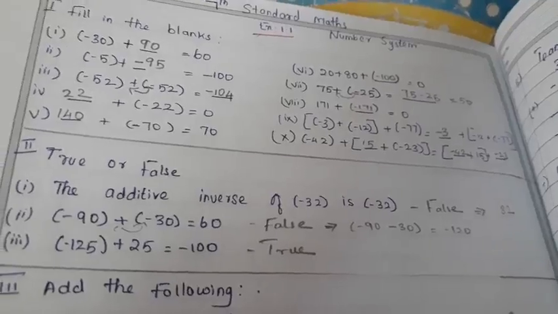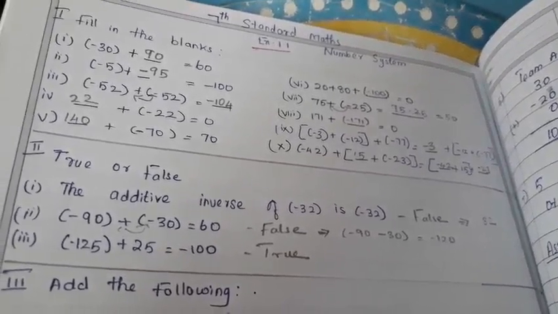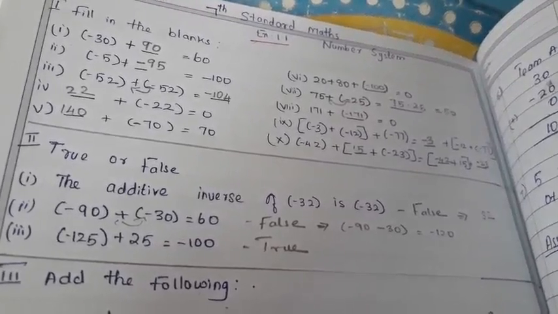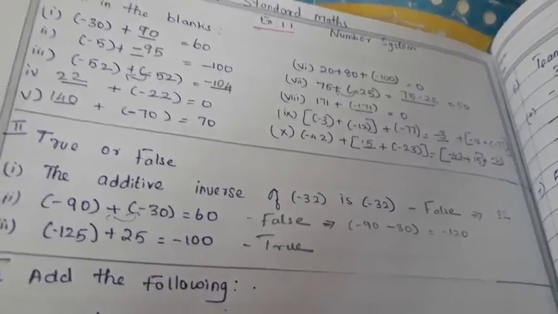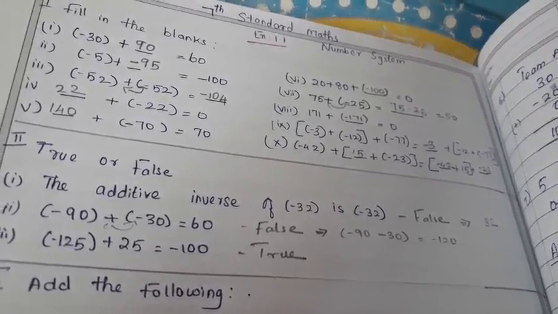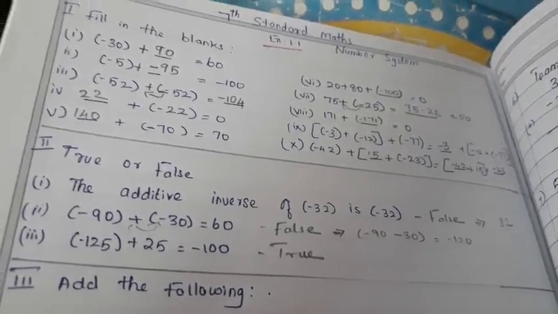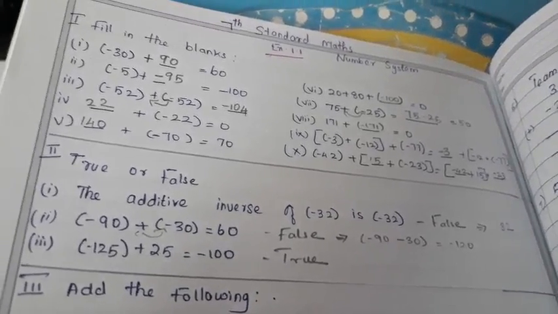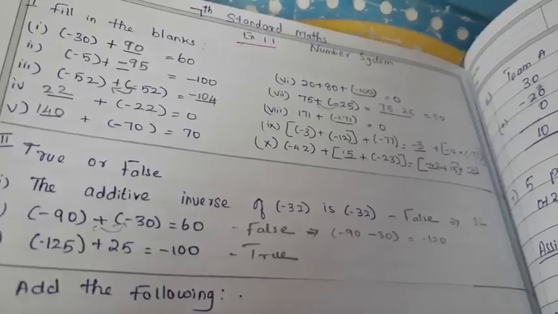So, the first question I have given here is minus 30 plus dash is equal to 60. That is, to the number minus 30, which number we have to add or subtract so that the final answer should be 60. So I have added 90, that is 90 minus 30 is 60, because in the question they have given minus, so the number we have to add should be greater. So I have taken 90, that is 90 minus 30 is 60.